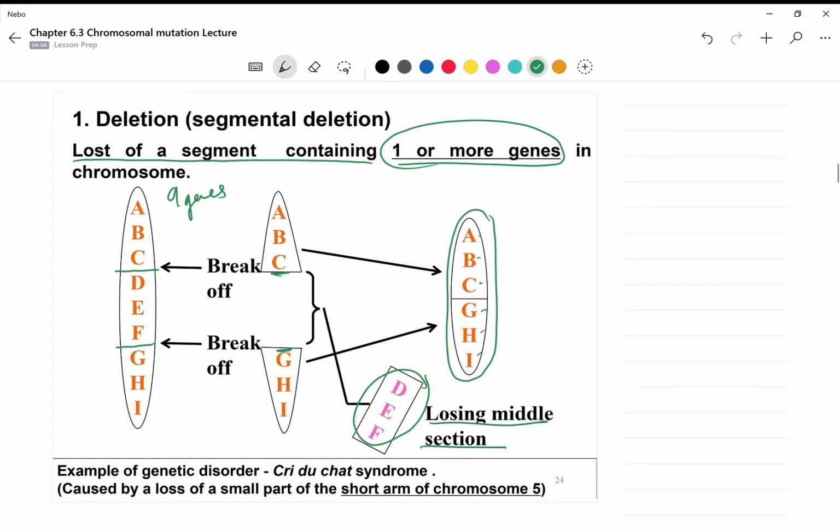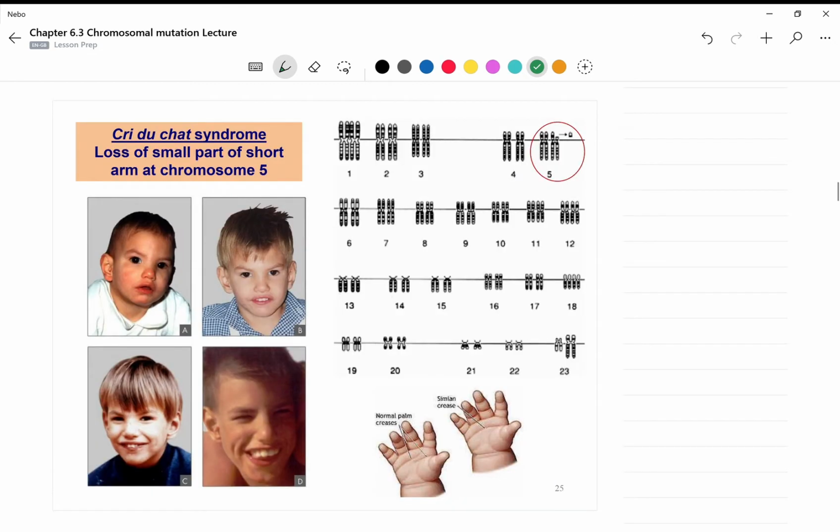A popular example of this genetic disorder is what we call cri du chat. This is French for cry like a cat. It is caused by a loss of a small part of the short arm of chromosome 5. Here is the karyotype of a person with cri du chat. As you can see, in chromosome number 5 over here, the small arm at the top has lost a tiny bit of its structure.